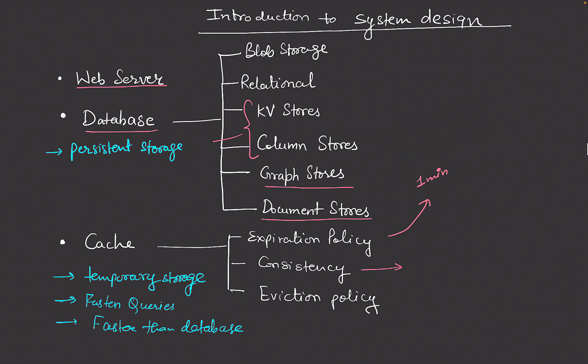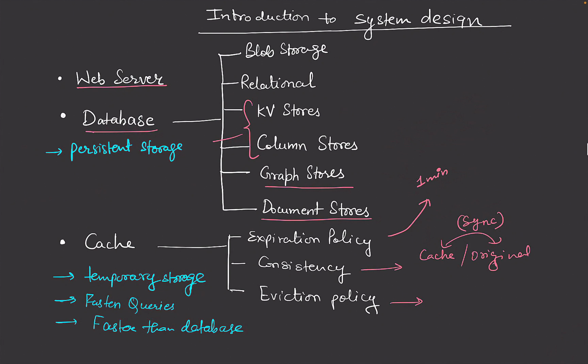Consistency means the cache and the original database should be in sync. Otherwise, if we have old or stale data in the cache, it might give us wrong results, and that might or might not be acceptable depending on our use case. So we might need to keep them in sync, and it depends on what kind of use case we have, how frequently we need to sync it, and what kind of consistency level we want.